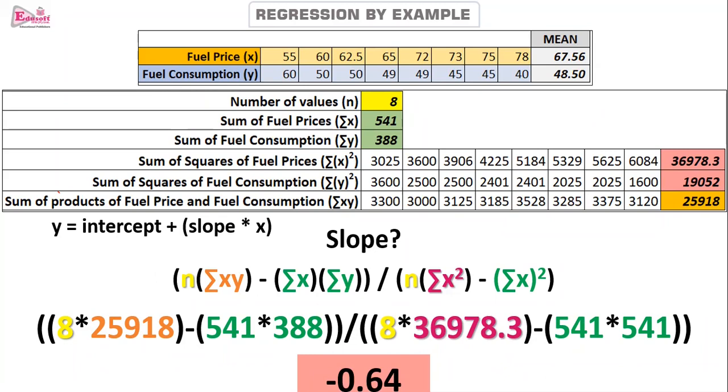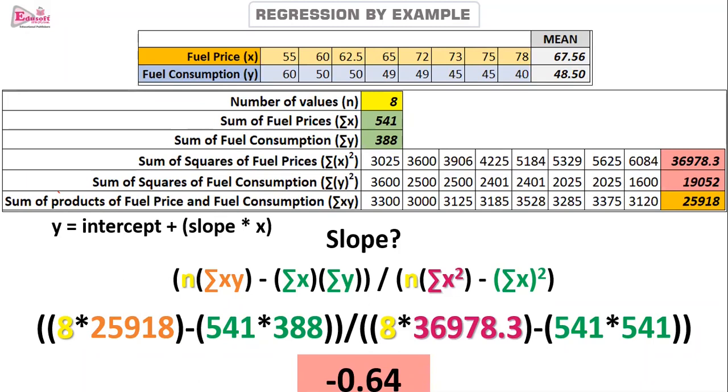Now this whole has to be divided by the difference of the product of n, that is number of values, and the summation of all the squares of X values, minus the summation of X values whole square. This is the formula. And as you see, I have placed the figures accordingly in the formula, and we have reached the value minus 0.64. That is the slope. The slope is calculated as minus 0.64.